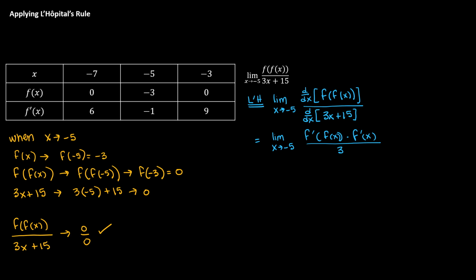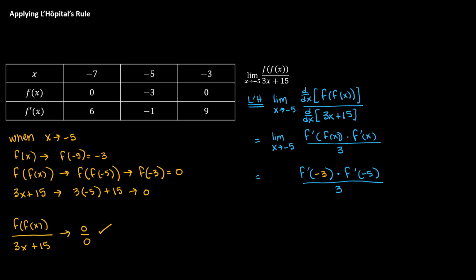We already calculated what happens to f when x is approaching -5, so we can rewrite this as f prime at -3 times f prime at -5. So we replaced f of x with -3, but we replaced x with -5. And then we can read from the table what f prime at -3 is. F prime at -3 is 9.